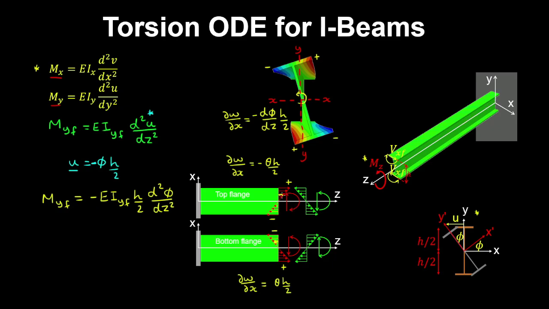So again, warping is resisted by the bending of each flange. So the flange is going to develop a bending moment about its minor axes. So this bending moment is accompanied by a shear force along the x direction. So differentiating the bending moment gives us the shear force in the flange. So that will be minus the bending stiffness along the minor axes by h on 2 by the third derivative of phi with respect to z.